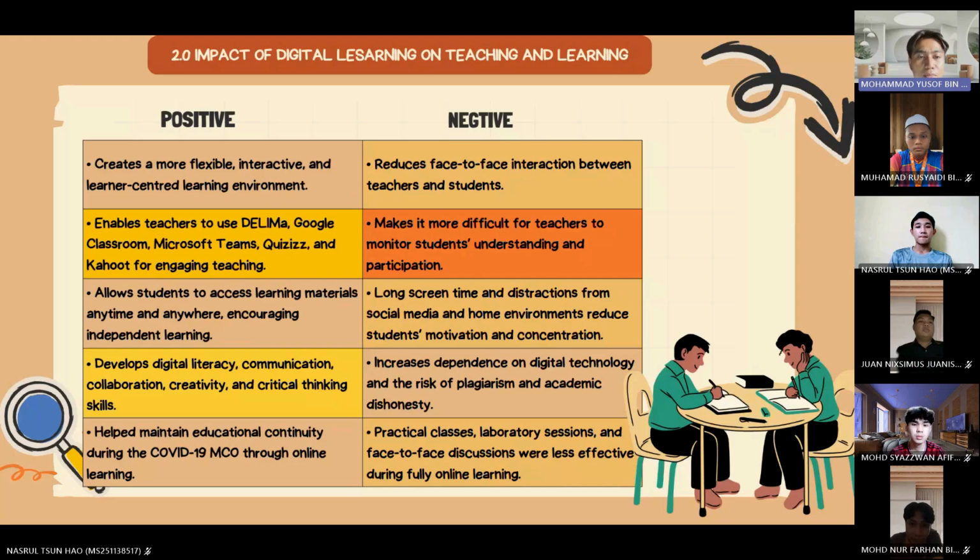Moreover, students may become too dependent on technology, increasing the risk of plagiarism and academic dishonesty. Finally, practical classes, laboratory sessions, and face-to-face discussions are less effective when conducted fully online.